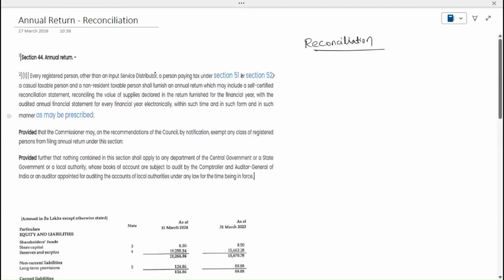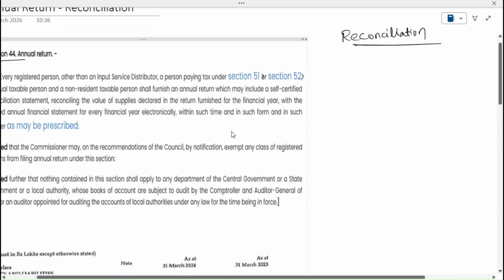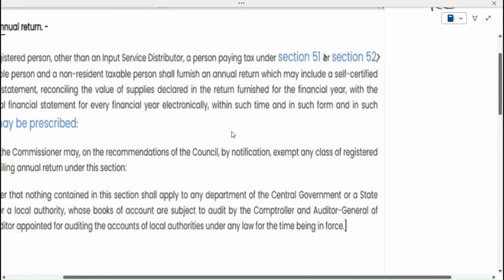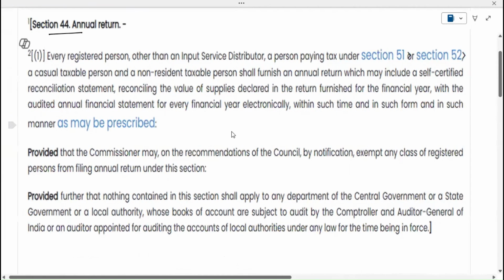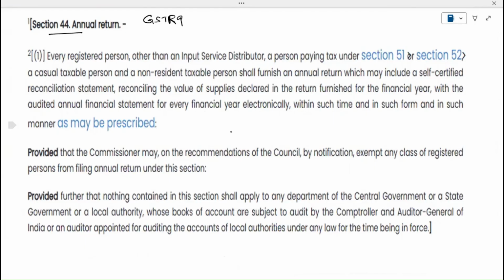This reconciliation starts or is mandated as per Section 44. Now, I'll just elaborate this. This Section 44 talks about your annual return. As of today, we have GSTR 9, which is called annual return, and reconciliation statement, GSTR 9C. I call this a reconciliation statement.